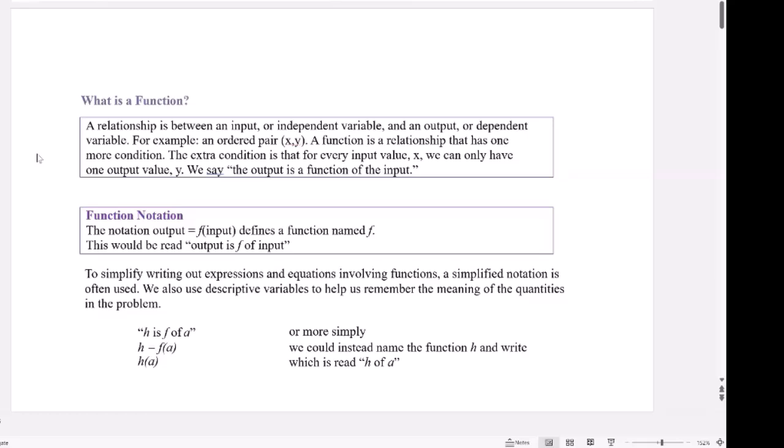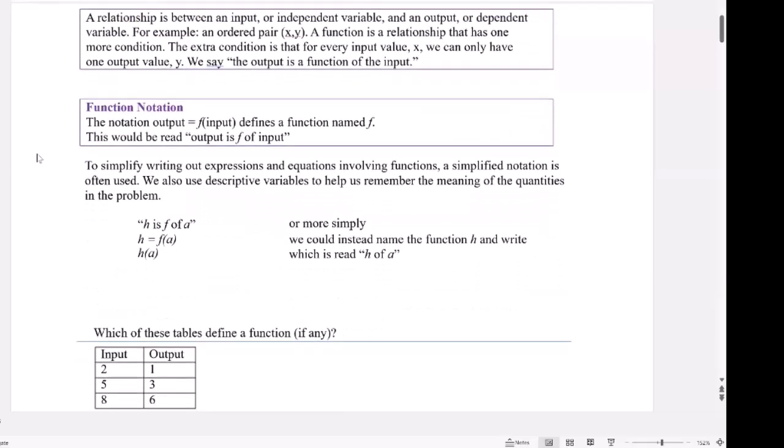Let's talk about function notation, and then we'll get into how to decide if something is a function. So function notation: output is f of input defines a function named f. This would be read, output is f of input. Again, that's not very clear, so let's keep reading. To simplify, there we go.